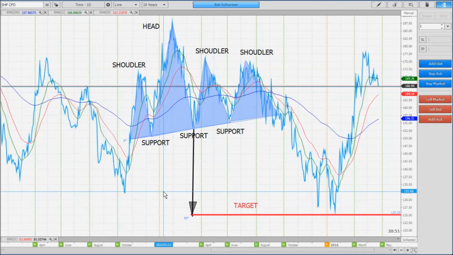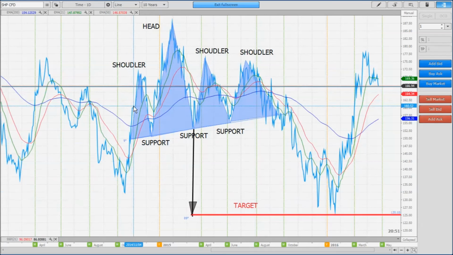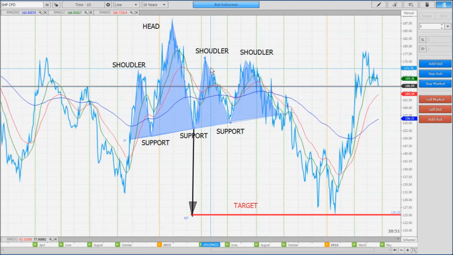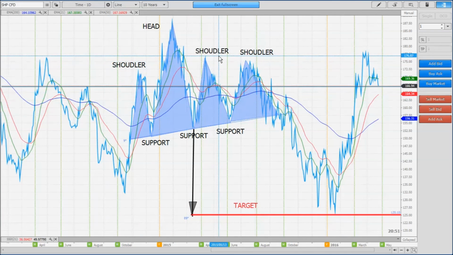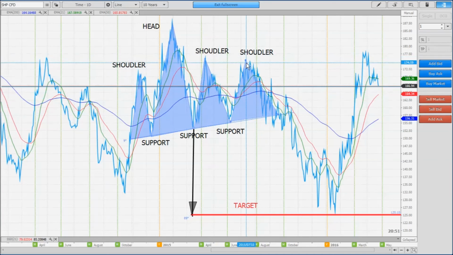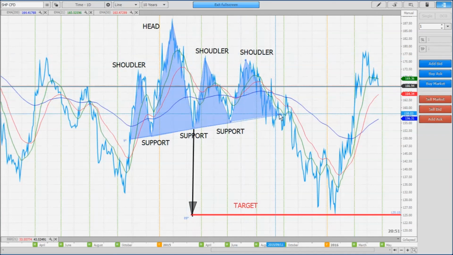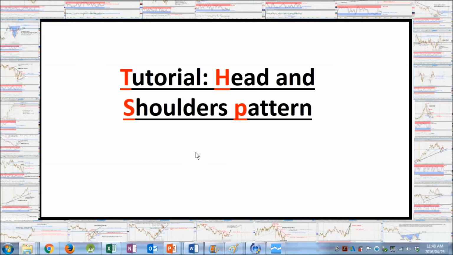So the case is not always definite. Sometimes you could have a double left or a double right shoulder, but the pattern still remains the same as long as the shoulders on either side of the head are below the top. As you can see, this one was. So what happened is the share price broke the neckline and the target was reached.